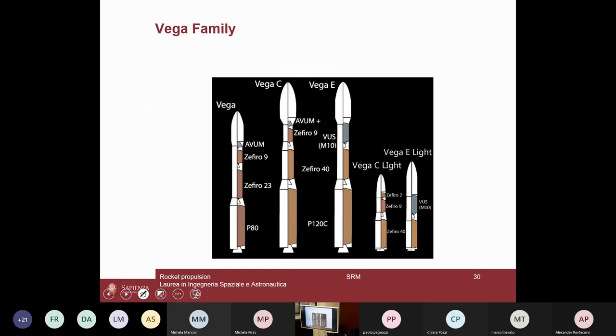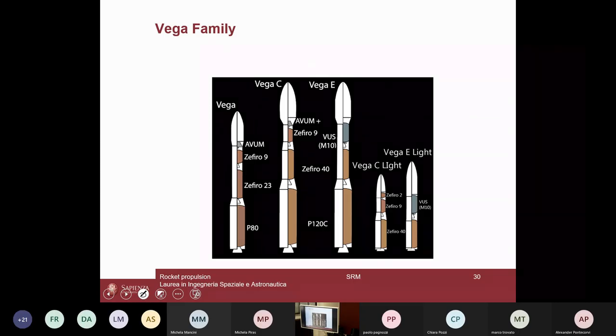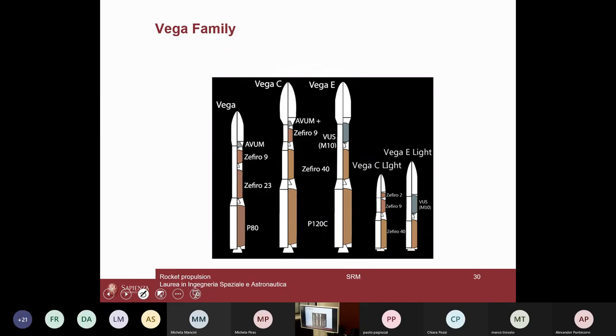Here you see the Vega family. So talking about solid rocket motors, we have to underline that this is something that is being produced in Colleferro by Avio. So we have an important industry working on this. And it's also important to stress that one of the launchers provided by Europe, there are two in practice, because we also have Soyuz, but it's only sold by Arianespace, and actually is built in Russia.